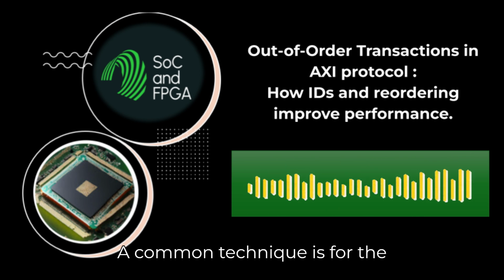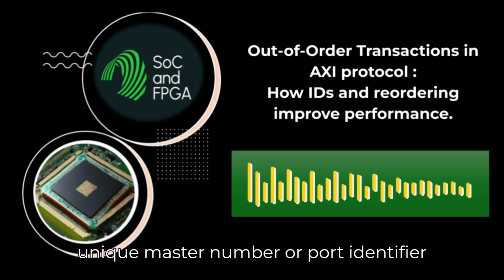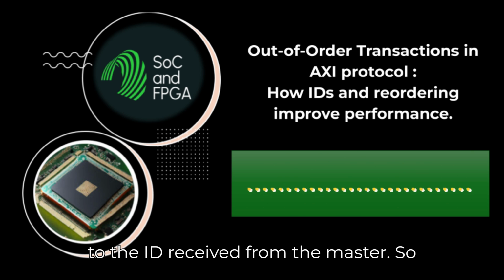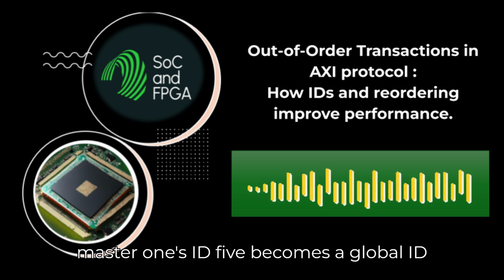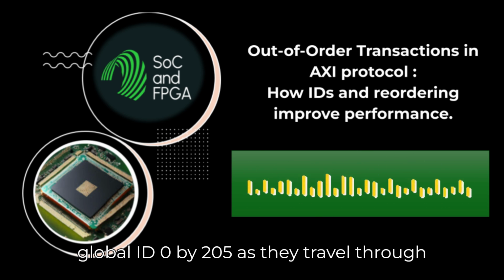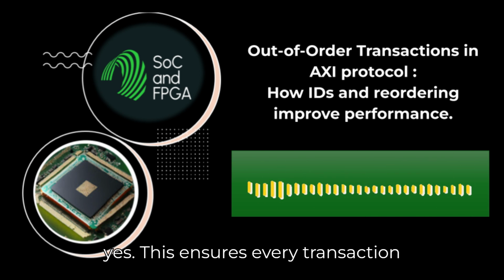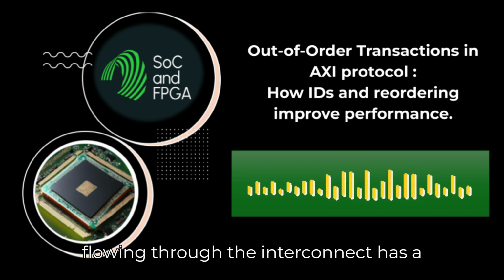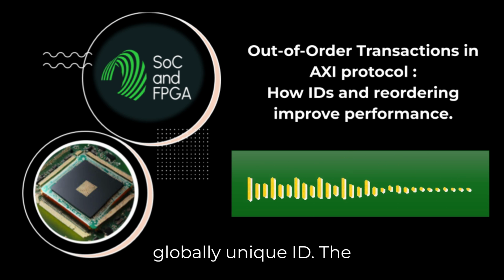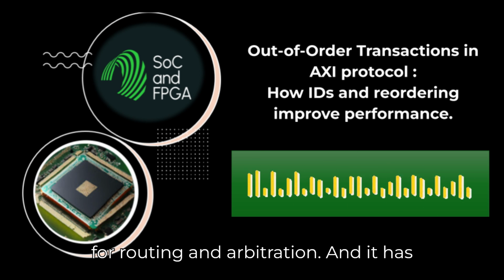A common technique is for the interconnect to prepend or append a unique master number or port identifier to the ID received from the master. So master 1's ID 5 becomes, say, global ID 0x105, and master 2's ID 5 becomes global ID 0x205 as they travel through the interconnect. Something like that, yes. This ensures every transaction flowing through the interconnect has a globally unique ID. The interconnect then uses these global IDs for routing and arbitration.